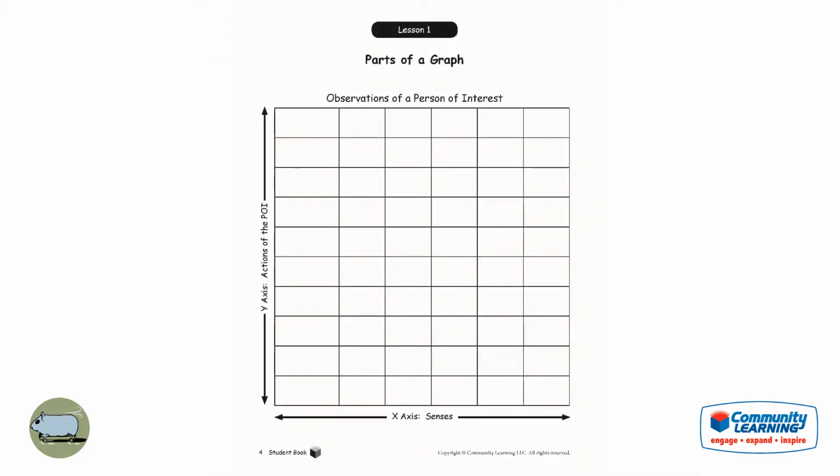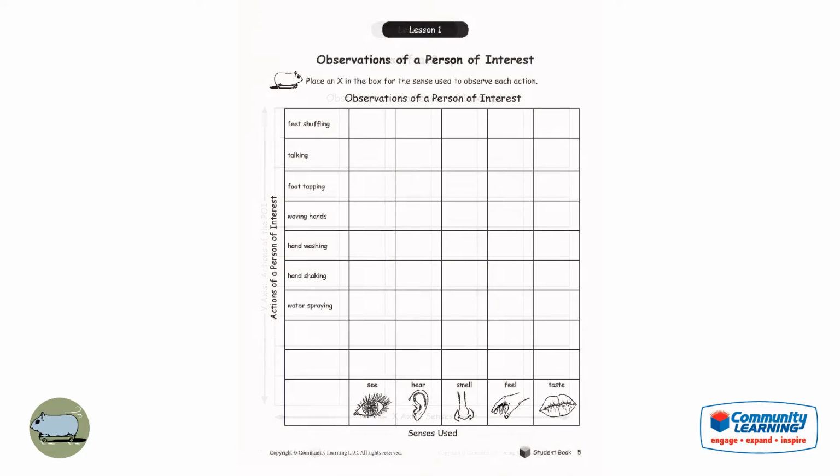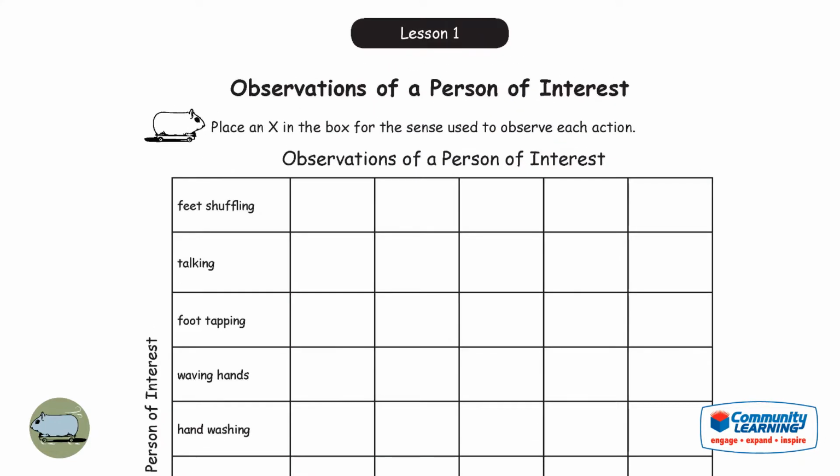Use the parts of a graph page in the student book to introduce the students to parts of a graph. Next, use a graph to organize the observations made during the visit from the person of interest. Place an X on the graph in the column that shows the sense that was used to take in each observation.